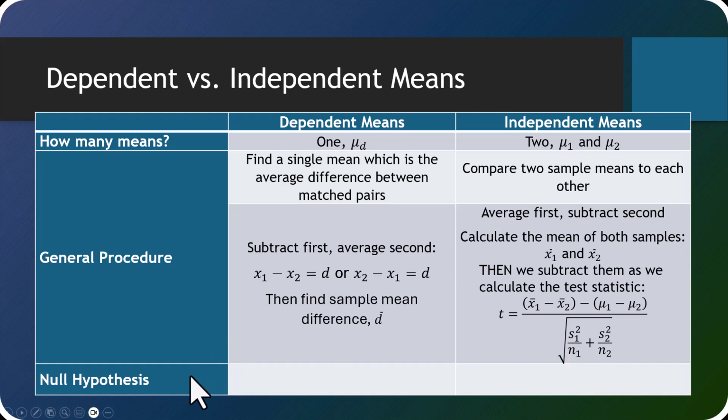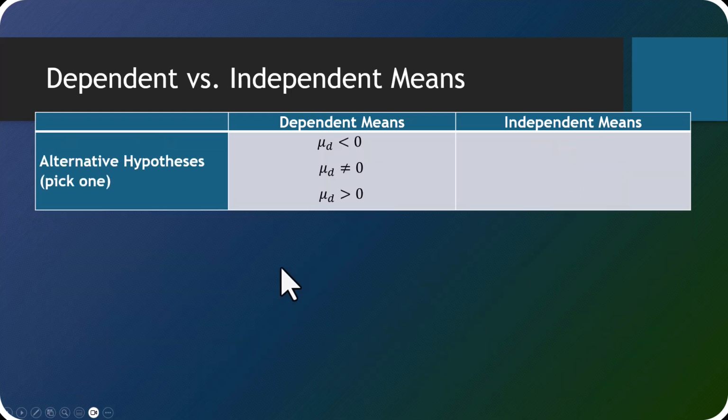And then when we look at our null hypotheses, the null hypothesis for dependent means is this mean difference is equal to 0, meaning that there was no difference, there was no change in the two columns of data. Conversely, with the independent means, we see two different means represented in our null hypothesis. We have mu1 minus mu2 is equal to 0. And then last but not least, if we look at our alternative hypotheses for dependent means, again, we can just see this single mean represented here, the mean difference. And again, in the independent means, we have two means represented here.